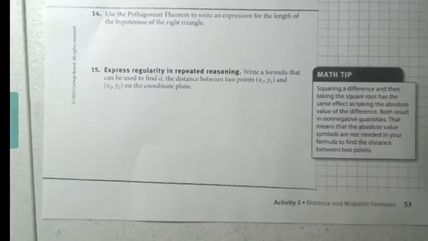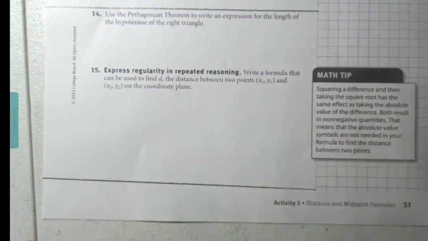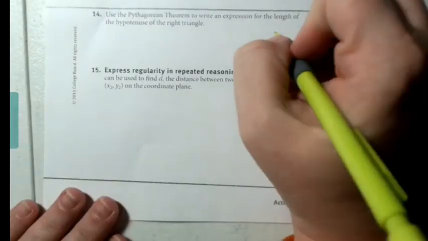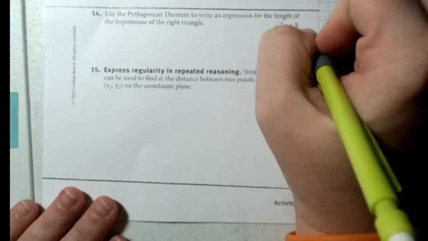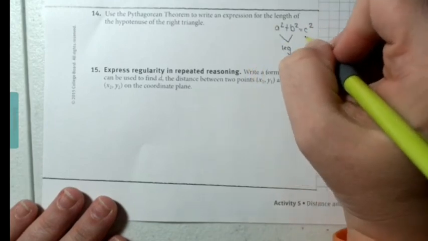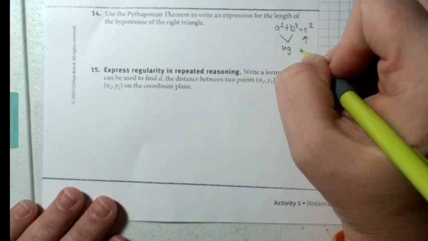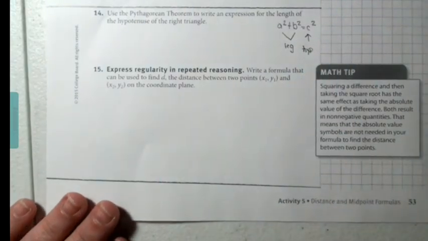All right, on the previous slide, you should have seen this math tip about squaring a difference and then taking the square root. That's what we're going to do here in section 5, covering questions 14 and 15. Number 14 asks, use the Pythagorean theorem. Now recall that the Pythagorean theorem is a squared plus b squared equals c squared. Now remember, these are my legs, and this is my hypotenuse. My hypotenuse, HYP. Okay?